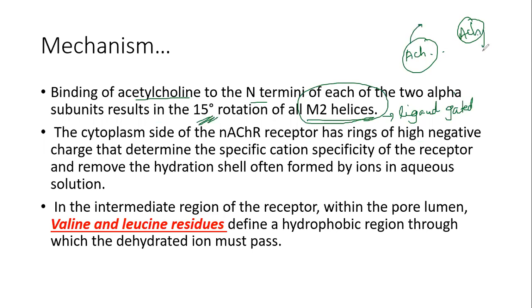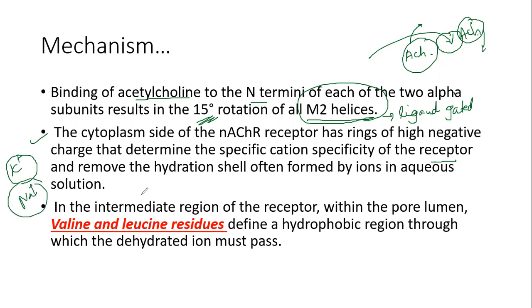So 15 degree rotation will happen, and because of that what will happen? The closed channel over here will now become porous. It becomes hollow, through which the ions can pass through. I'll show the figure. So the cytoplasm side of the receptor has rings of high negative charge, which determine the cation specificity of the receptor and remove the hydration shell often found around the ions in aqueous solution. As we saw last time, if it is K plus it will have a hydration shell, and if it is Na plus it will have its own hydration shell, right?